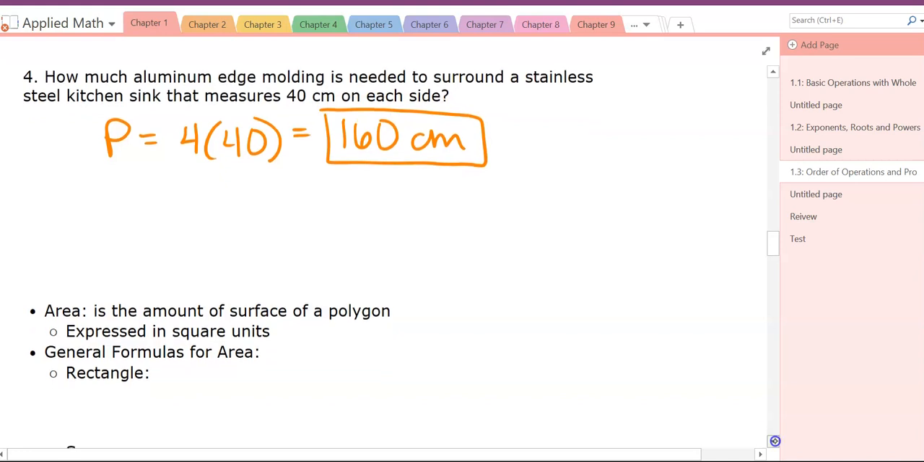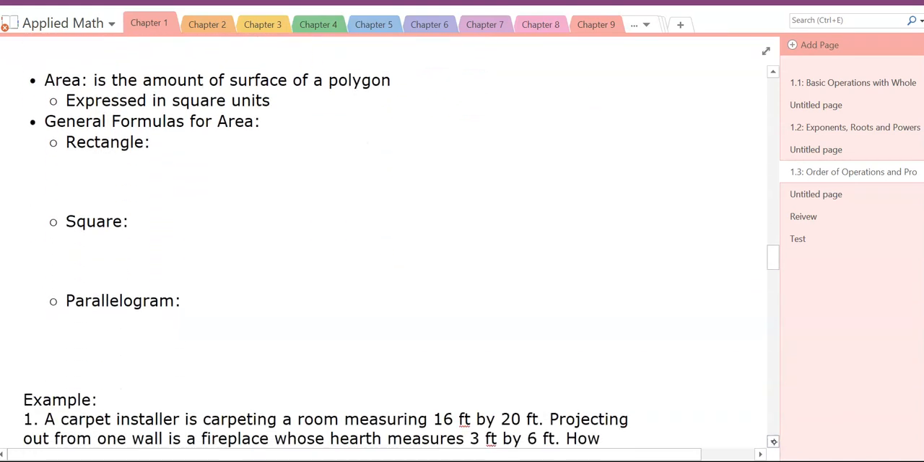Okay, moving on to area. Area is the amount of surface that a polygon would cover. So like carpet would cover an entire floor, not just the outside. Perimeter is just what you would need to go around the space. Area is what you need to cover the entire space.